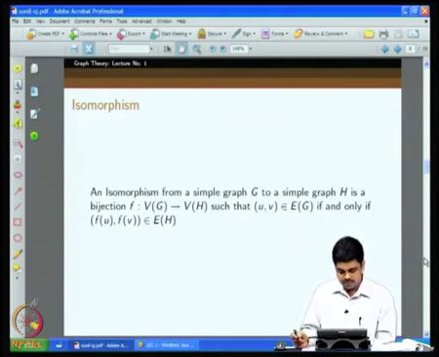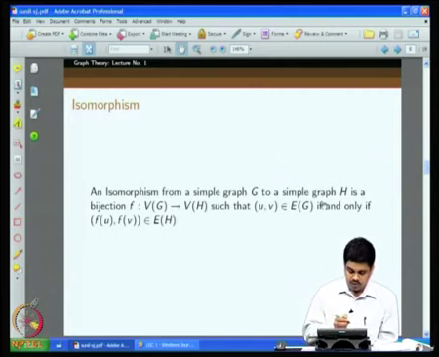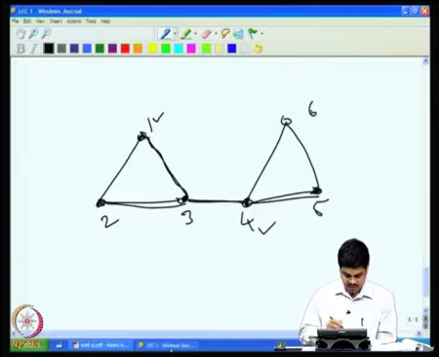So, an isomorphism from a simple graph G to a simple graph H is a bijection f such that whenever uv is an edge of G, then the corresponding pair f(u), f(v) is an edge of H. To understand this, we can take an example.